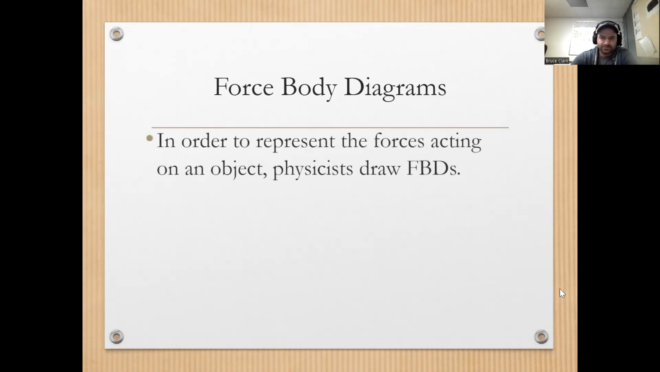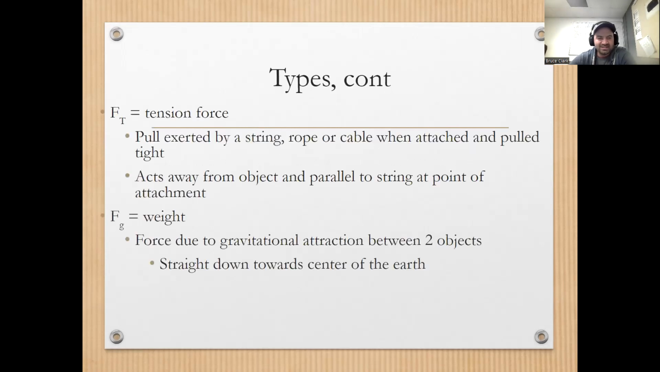And then weight, or the force of gravity. F sub G is due to the gravitational attraction between two objects. It is always going to be straight down towards the center of the Earth. It's going to get a little bit tricky when we get to angled planes, because maybe the floor is going down at an angle. Gravity is going to pull straight down towards the center of the Earth all the time.